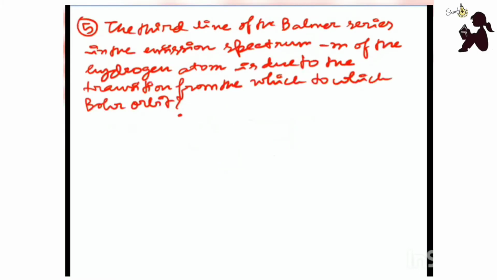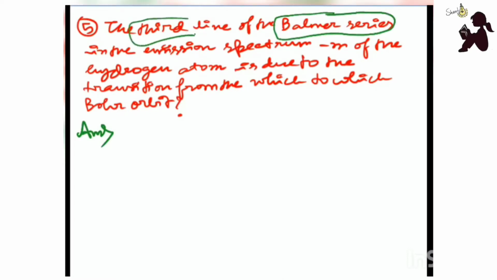Let's see the fifth question. The third line of the Balmer series of the emission spectrum of the hydrogen atom is due to the transition from which to which Bohr orbit? Now to answer this question, I'm going to tell you a trick. They told three things here. That is, it's the Balmer series.